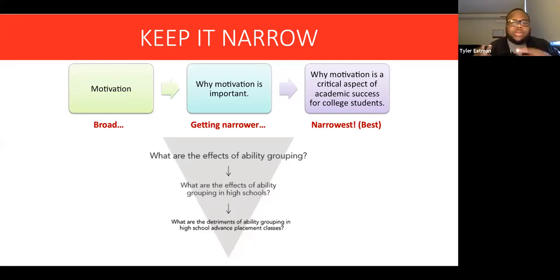So we went from talking about motivation, which is broad, there's so much to talk about with motivation, to next being why motivation is important. Okay, we're narrowing down our list just a little bit. And then going into this big question: why is it a crucial aspect for college students for their academic success? That's a lot of information in that topic, and you're able to piece out things to write about. If you have trouble choosing a narrow topic, or choosing a broad topic and narrowing it down, using this process can really be helpful.